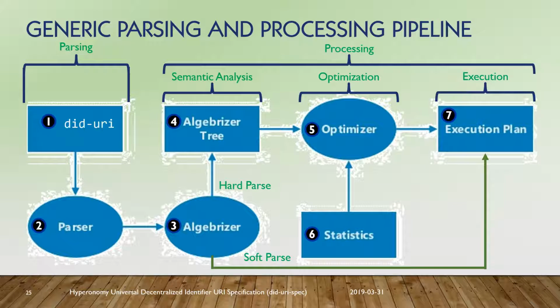When we start using a bunch of exclamation, $filter, $select ID, etc., then we have a more complex AST, abstract syntax tree. And so we have to perform the algebraicizer analysis on that tree to figure out exactly what is being asked of the execution engine. And then depending on how sophisticated the implementation is of your, let's say, your DID resolver, you may or may not have an optimizer.